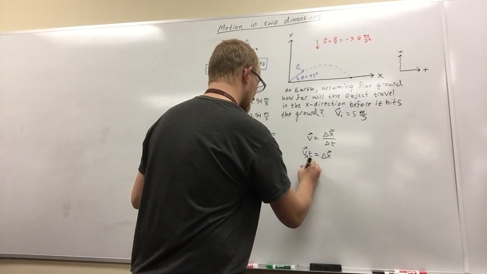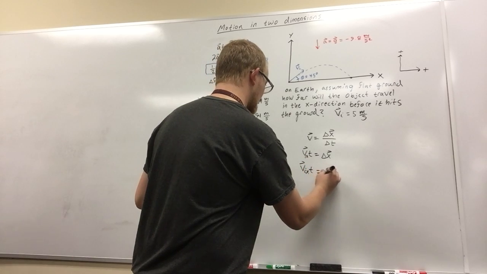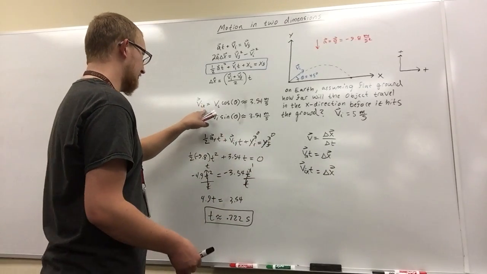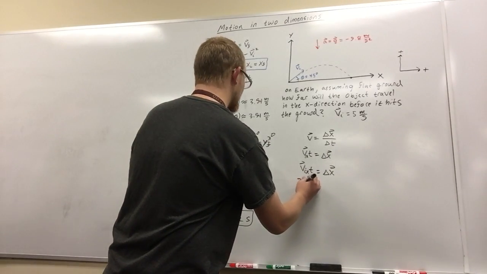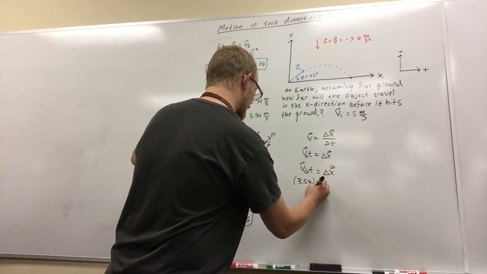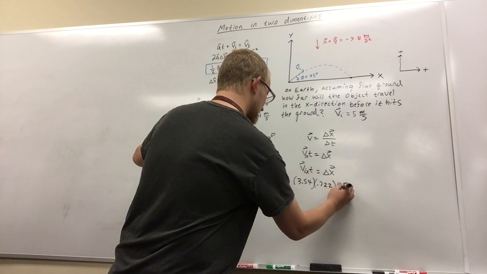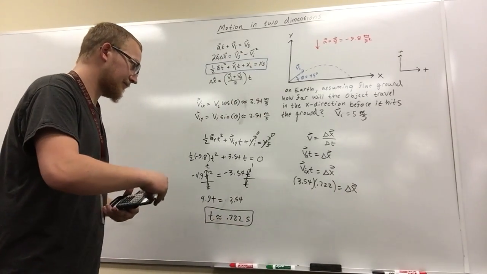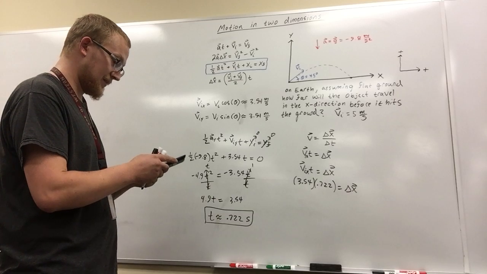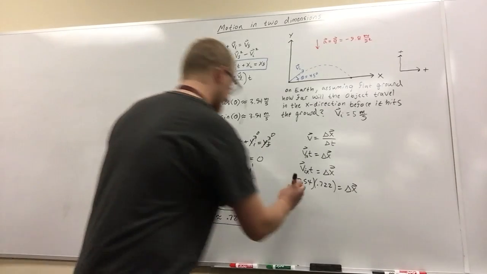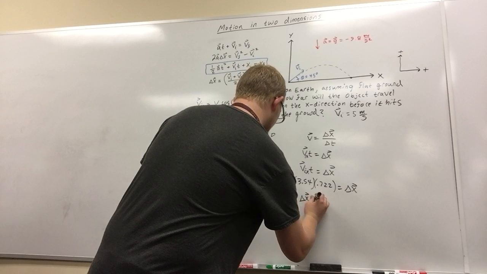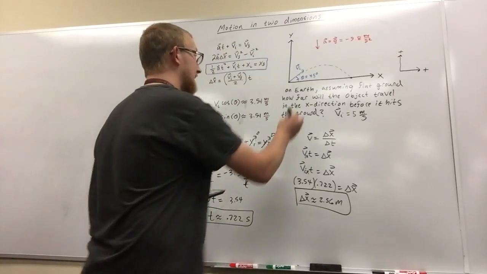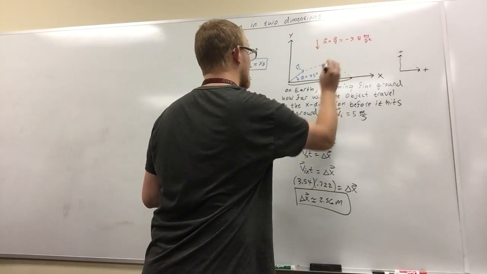So v_ix times t equals delta x. Well, we know t, we just solved for it. We know v_ix, we solved for it up here. So we just take those two things multiplied by each other: 3.54 times 0.722, and that will give us the answer that we're looking for. And that's roughly 2.56 meters. And so that is this distance right here on the x-axis.